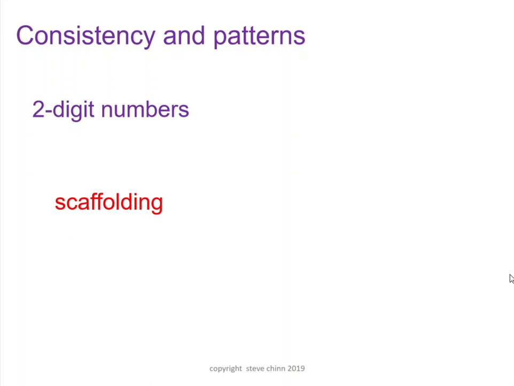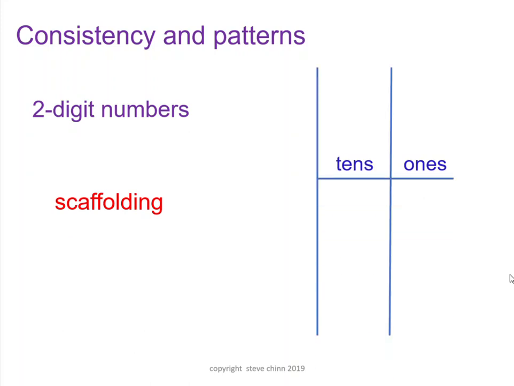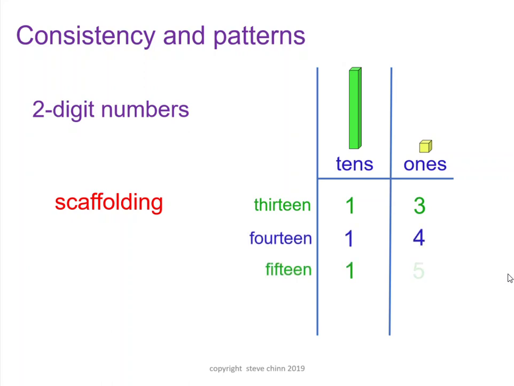Now, one of the things I do in Maths Explained is to scaffold the learning. So that's very important. So here's some scaffolding coming up. When we start with showing numbers and place value, that's my scaffolding. So 13, the 1 goes in the tens column, the 3 goes in the ones column. And same for 14 and 15 and 16 and so on, 17, 18, 19.